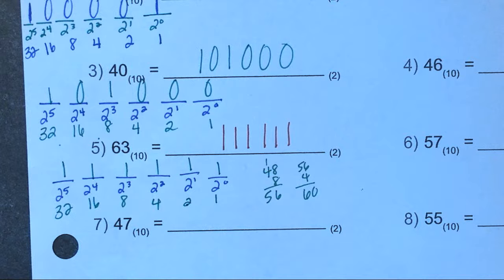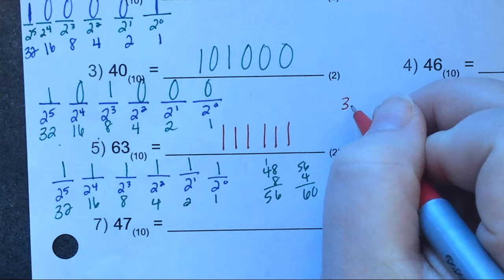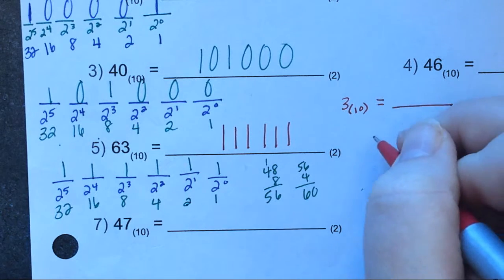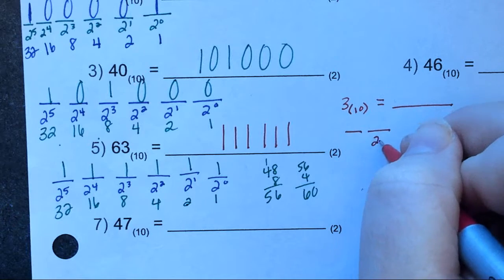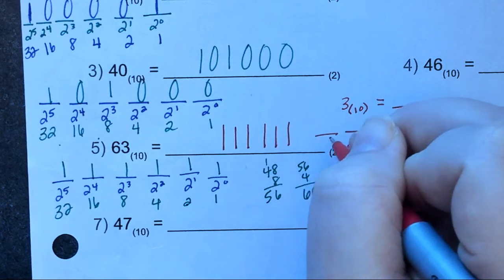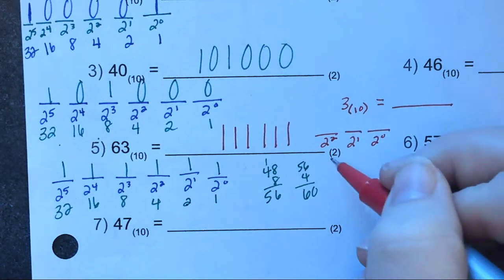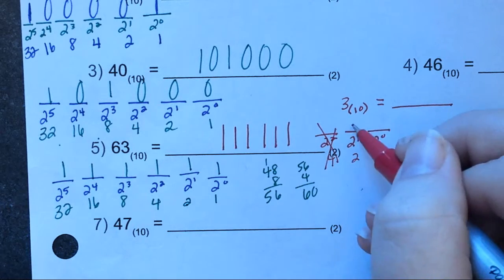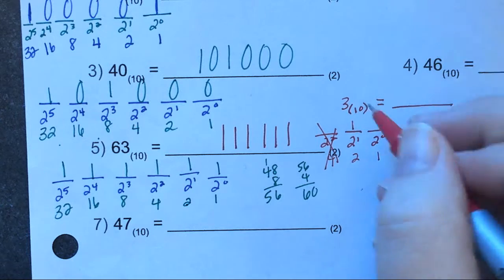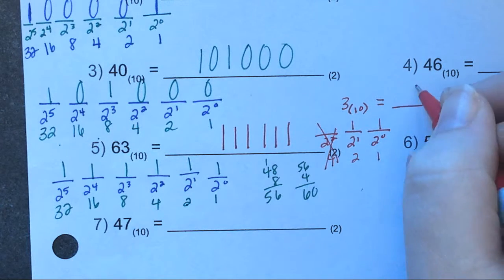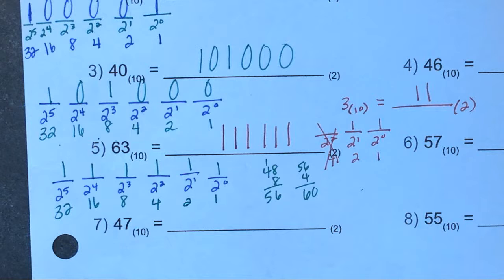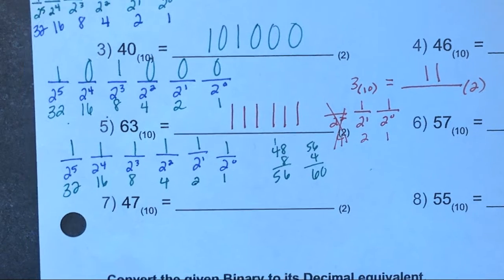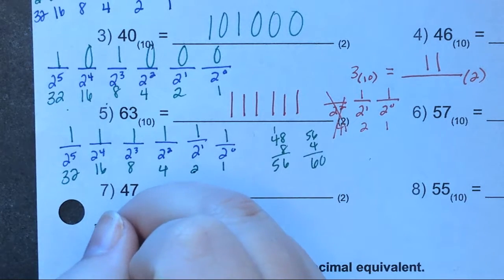Again, we might have really short answers. If we did the number 3 in base 10 and converted it, we would only need 2 to the 0 and 2 to the 1. 2 to the 2 would be too big. We don't need 4. That's too big. We would need this and this. So 3 base 10 converted to base 2 is literally 1, 1. Strange thing, binary.